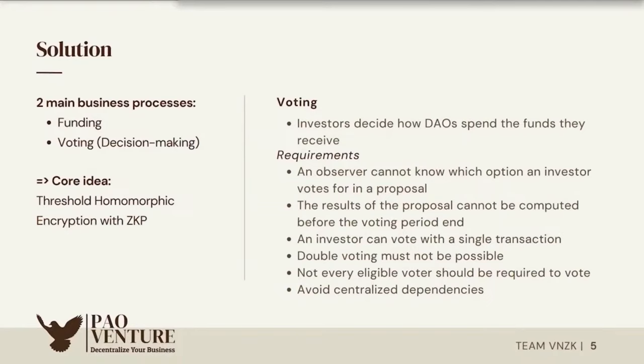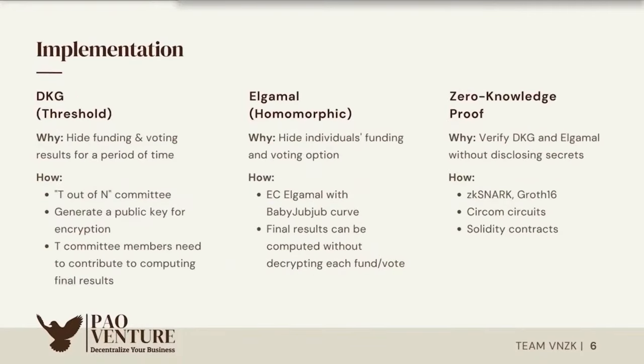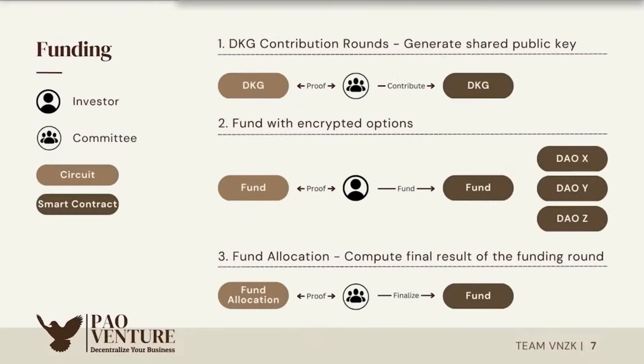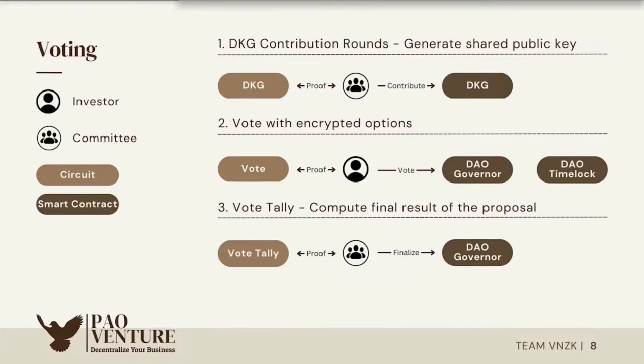To achieve these requirements, we use ZKP and threshold homomorphic encryption. In detail, we use a threshold distributed key generation scheme to hide final results for a period of time. We use homomorphic encryption to hide individual choices, and ZKP is for verification without disclosing secrets. First, the DKG committee members will contribute to creating a public encryption key. Then after investors fund DAOs, a number of committee members are needed to finalize the funding round. The idea is quite similar for the voting process.